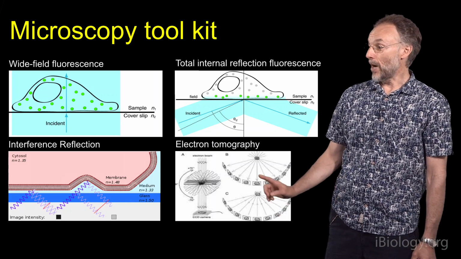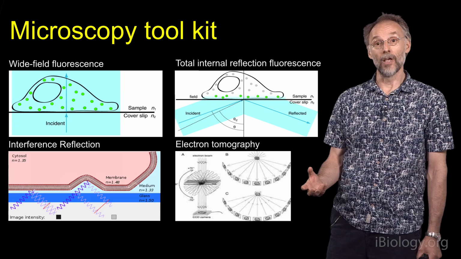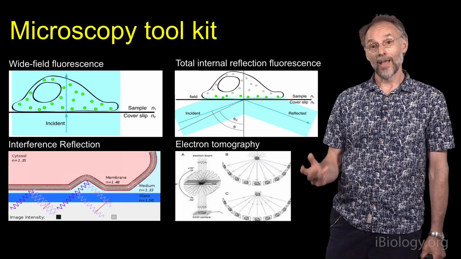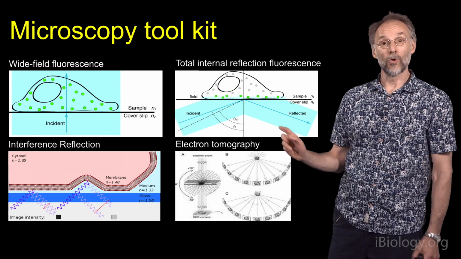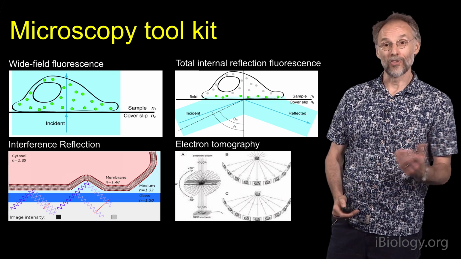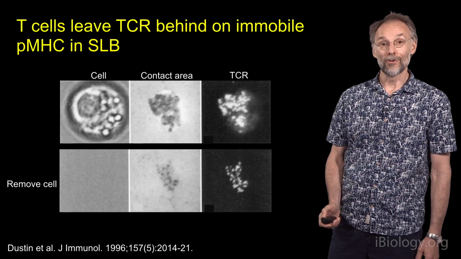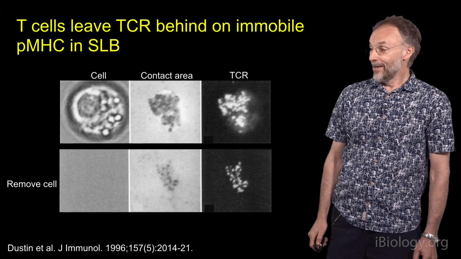So this is a powerful method for looking at structures in the interface. It doesn't necessarily give you molecular identity, but that can come from correlation with fluorescence microscopy. So that's pretty much the toolkit that I'll be using for the studies shown here.